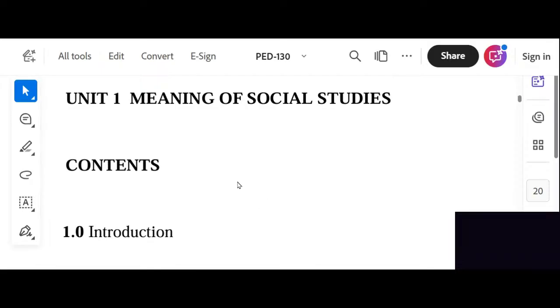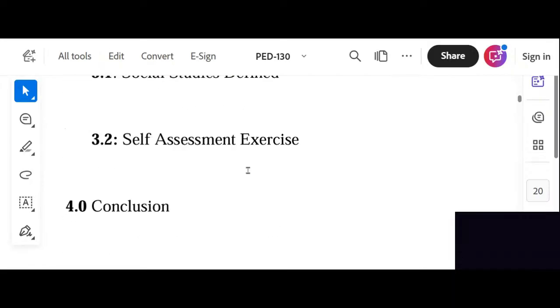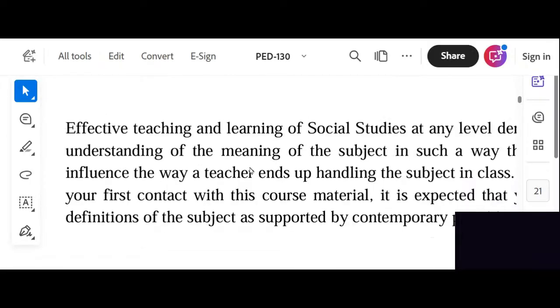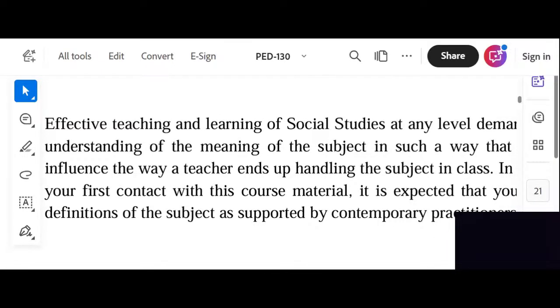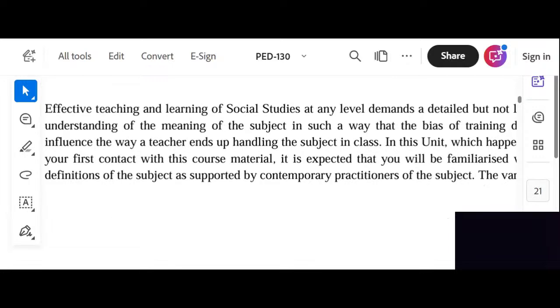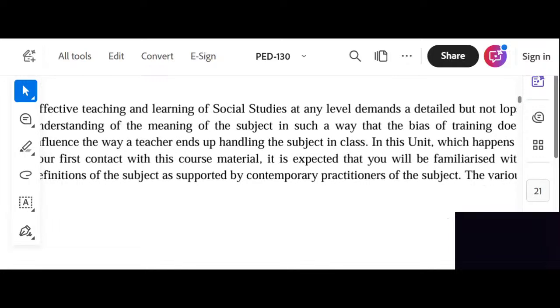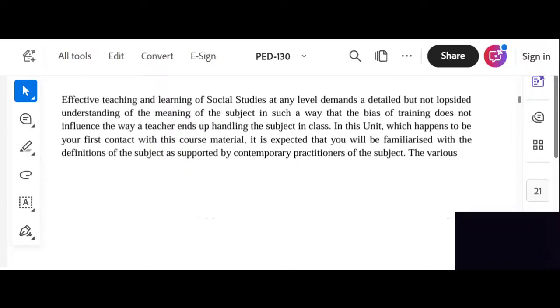Now, as a form of introduction to this unit: effective teaching and learning of social studies at any level demand a detailed but not lopsided understanding of the meaning of the subject, in such a way that the bias of training does not influence the way a teacher ends up handling the subject in class.